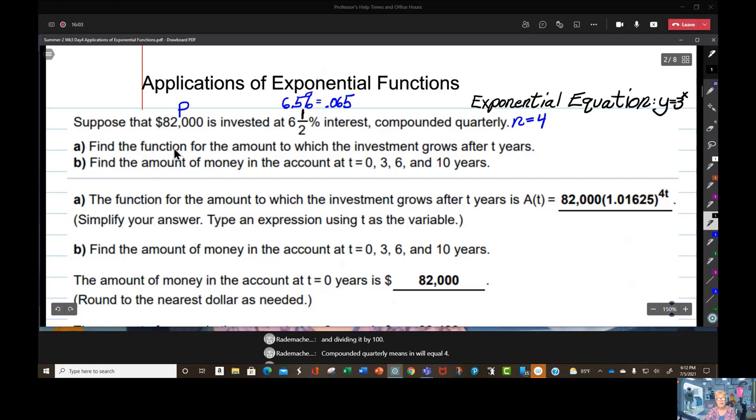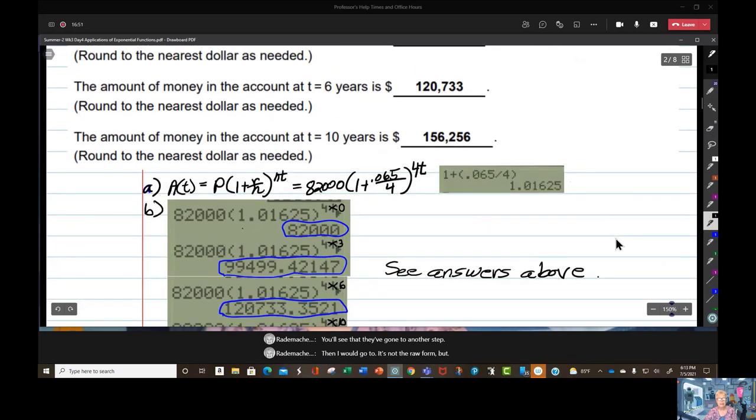A, find the function for the amount to which the investment grows after t years. What they're asking for is a formula. Find the formula. And this isn't really the way I was taught to do it when I was a student, but I was a student back in cave days.